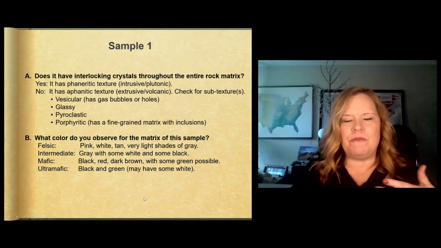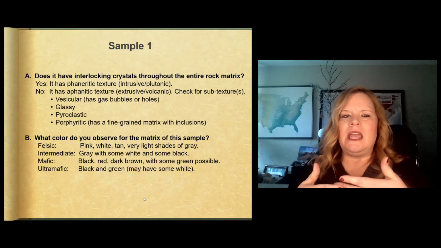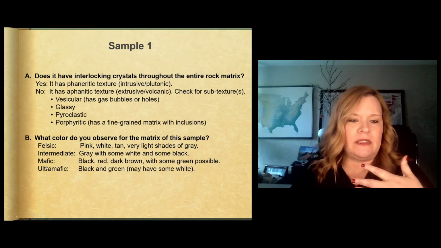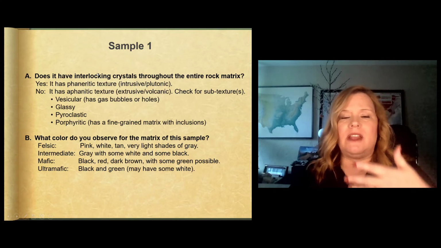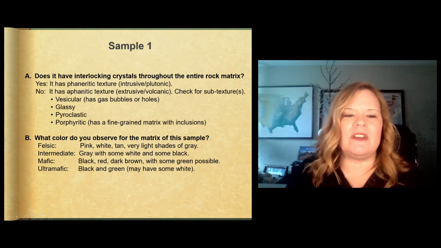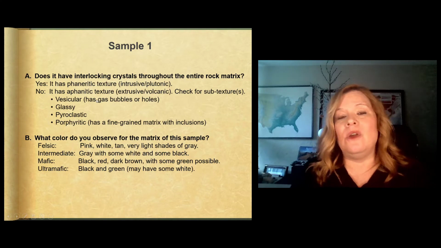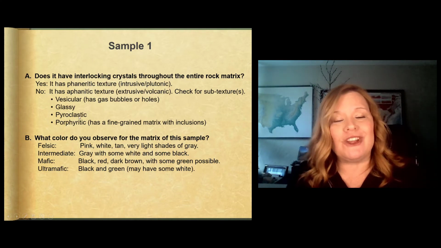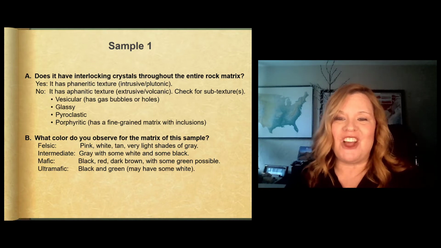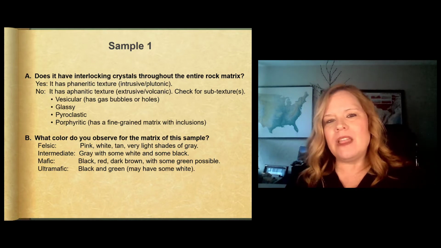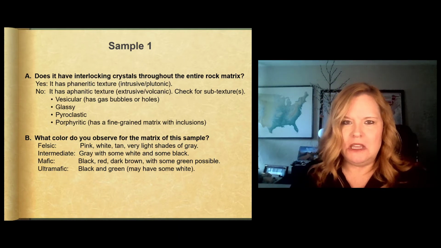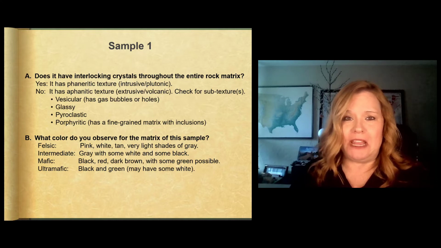So just to recap, we're going to be looking to determine what color it is, to put it in this category, and we're going to be looking if it has interlocking crystals or not. If it does, we know it's phaneritic. If it doesn't, then we know it's aphanitic. If we find out it's aphanitic, then we look and see if it has textures to it, because that can help us determine what we've got. All right, put number 1 up and, oh, by the way, did you put it in water? I did. It didn't go anywhere, except to the bottom, like it didn't float.